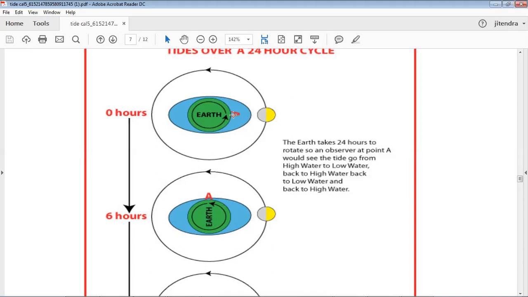Now this earth is rotating on its axis. So this person at 0000 was having high tide. Now the earth rotates, and this person reaches this place after 6 hours. At 15 degrees per hour, it will reach 90 degrees, and he will have low water because he is very far away from the moon.